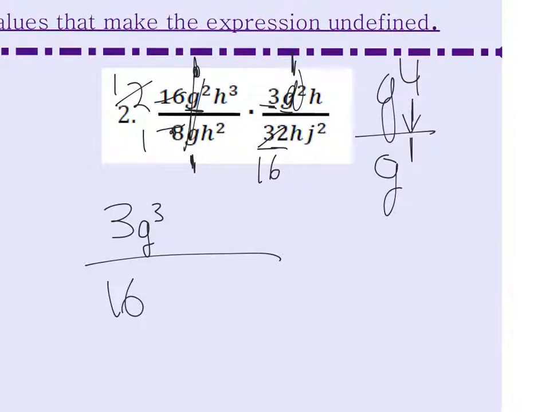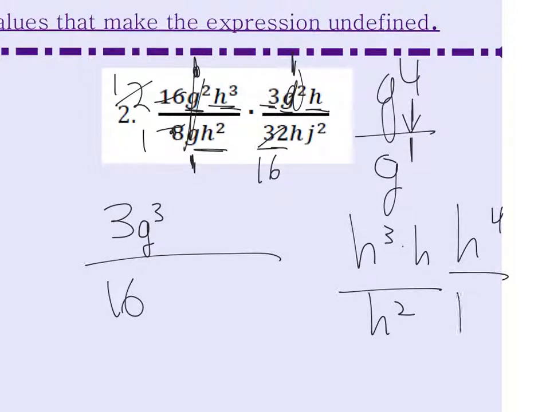Now if I look at h's, I've got h to the third and h, and over h squared. So if I look at just h's, that's h to the third times h over h squared. Well, h to the third times h is going to be h to the fourth. And when I subtract those two, I'm going to have h squared in the numerator. So that gets rid of all the h's.